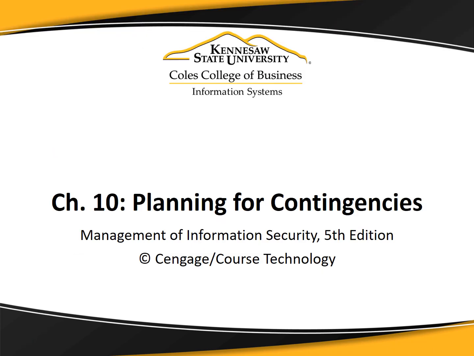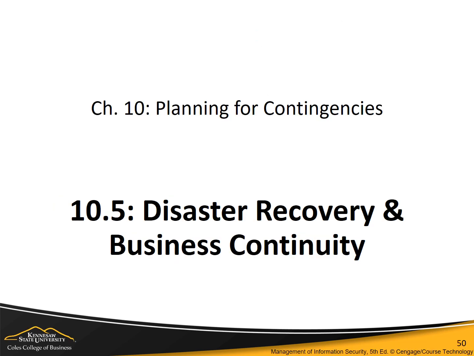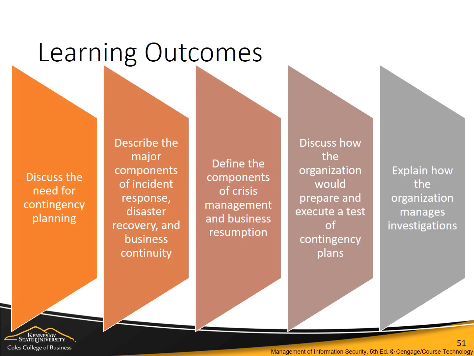We continue Chapter 10, Planning for Contingencies. This is Section 5, Disaster Recovery and Business Continuity. This section will focus on the following learning outcomes: describe the major components of incident response, disaster recovery, and business continuity, and define the components of crisis management and business resumption.